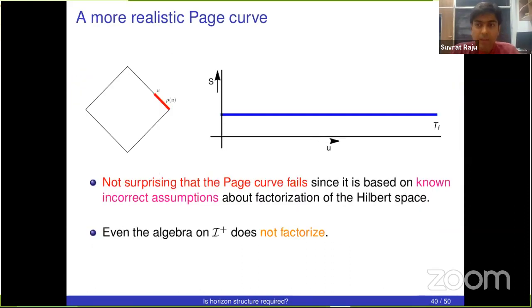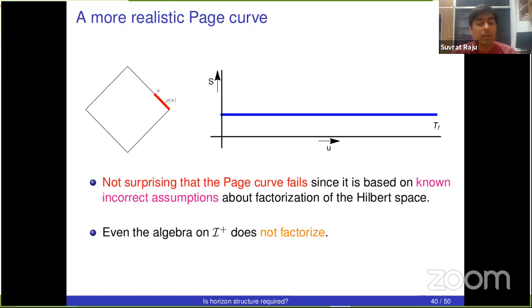I think it's not surprising that the curve one gets for the von Neumann entropy on flat space is not the naive Page curve, because the Page curve is based on known to be incorrect assumptions about the factorization of the Hilbert space. If one looks at Page's derivation, it's explicitly based on taking a Hilbert space and factorizing it into two parts. But even on null infinity, because of the constraints that I described at the beginning, even though you have a Fock space, if you were to look at the algebra on different parts of null infinity, which corresponds to the physical observations you can make at different parts of retarded time, this algebra does not factorize.